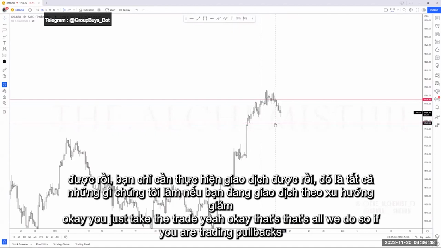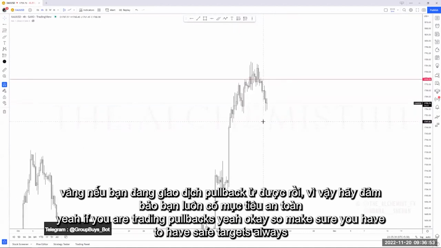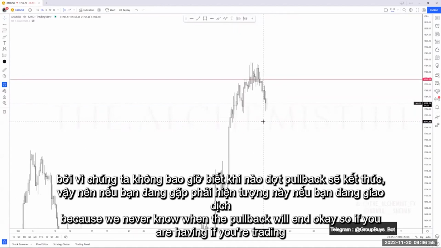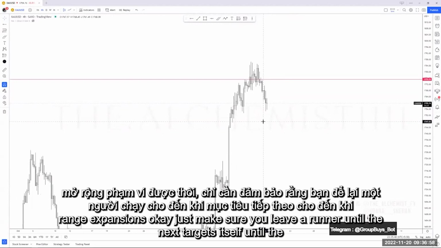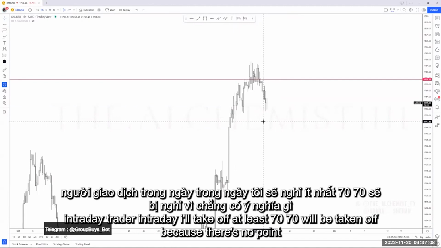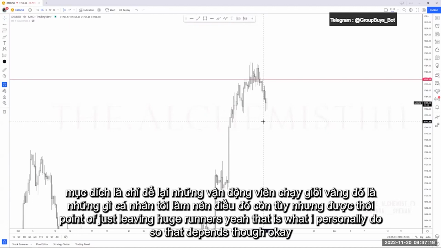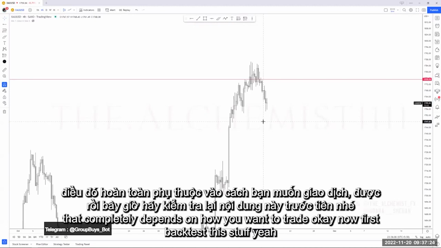If you are trading pullbacks, make sure you always have safe targets, because we never know when the pullback will end. If you are trading range expansions, make sure you leave a runner until the next target, until the next storyline itself. How much do you leave for a runner? Personally, since I'm an intraday trader, I'll take off at least 70%. There's no point in leaving runners, because tomorrow I'll come to the charts again anyway. So what's the point of leaving huge runners? That is what I personally do, but it completely depends on how you want to trade.